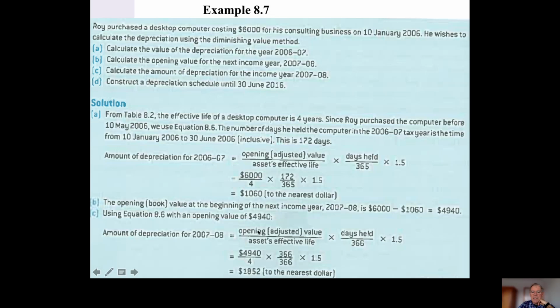And then we just carry that balance forward. So if the 6,000 minus the 1,060 brings us back to 4,940 for the following year, that is the opening balance to then do the next year's depreciation, 4,940 divided by 4 over, and it looks like it was a leap year, 366 divided by 366 multiplied by 1.5. And we've got 1,852, obviously slightly more than that first year's depreciation because we've had it for the full year.